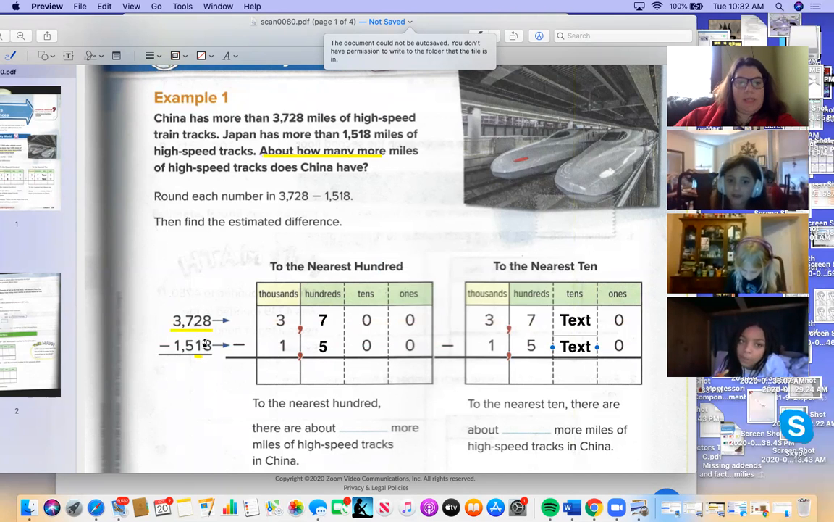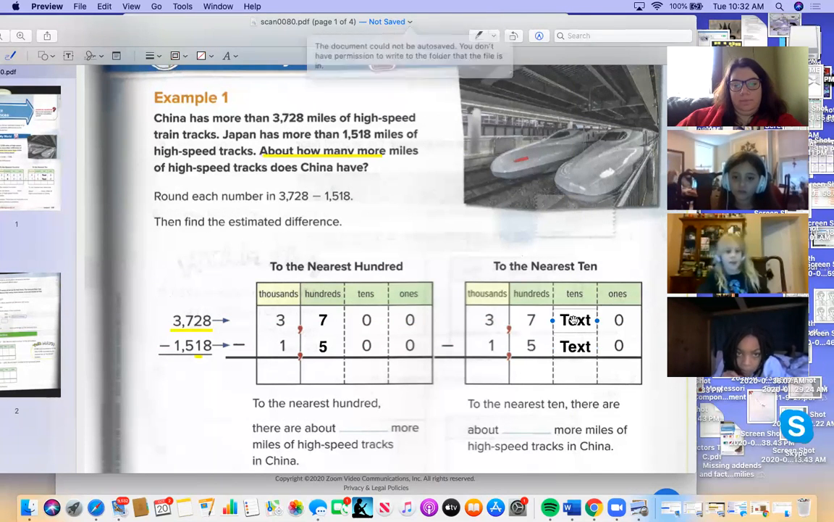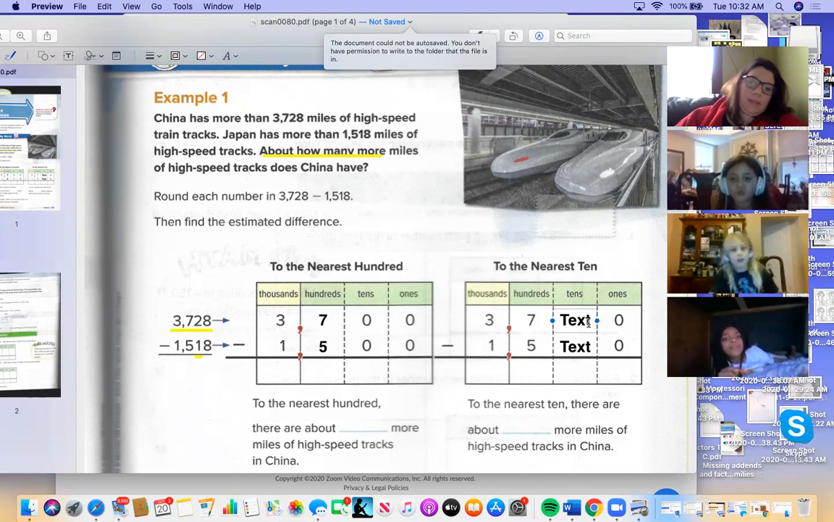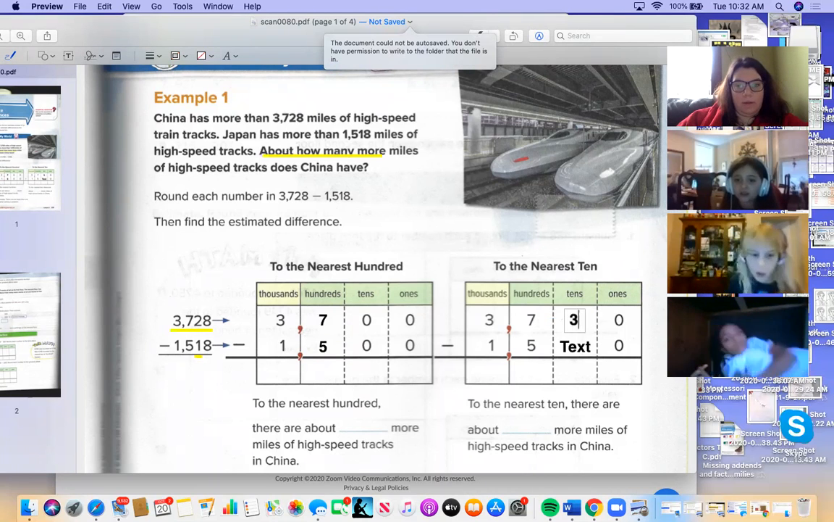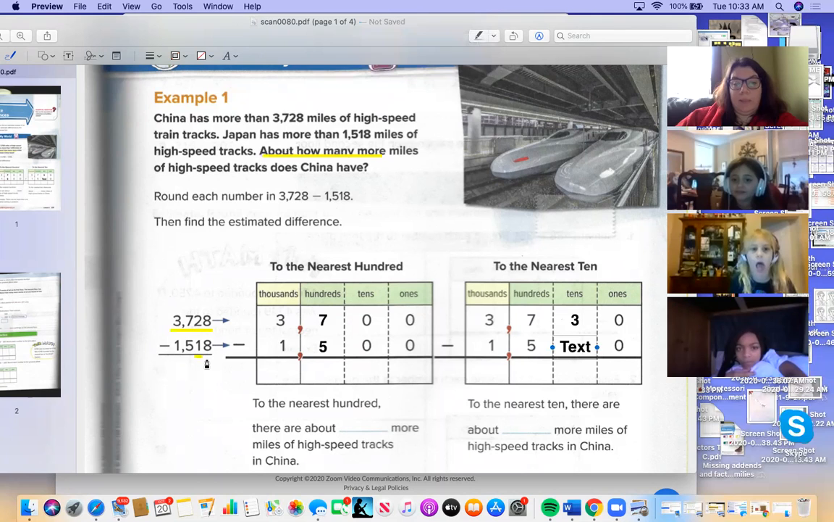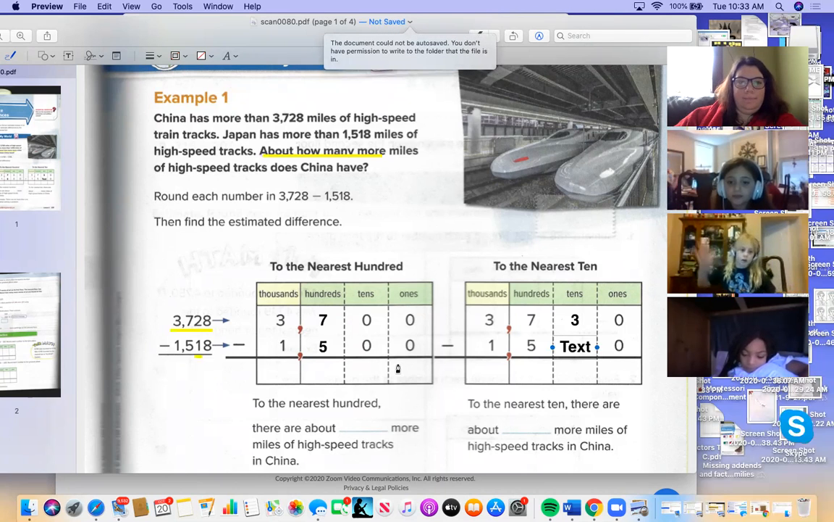Now round to the nearest 10. So here we have a 2 in the tens place and an 8 in the ones place. That 8 is going to tell us if we stay on the floor we're on or round up. What is it, Charlotte? Round up to 30. Yes. 3,730. And 1,518, we have a 1 in the tens place and an 8 again in the ones place. So that will round to what? Charlotte? 20. 20.